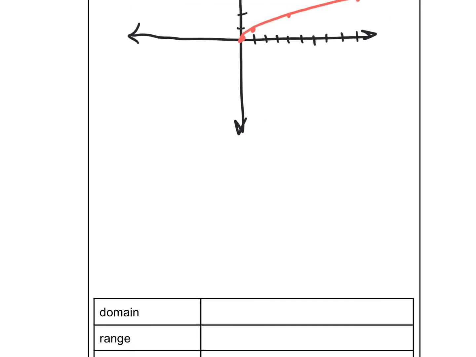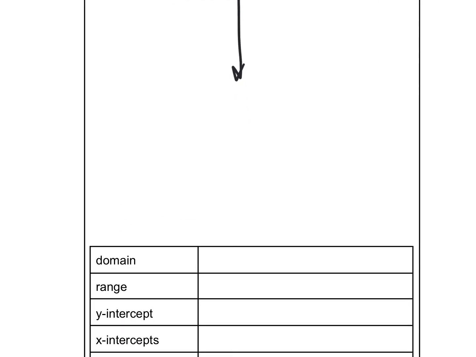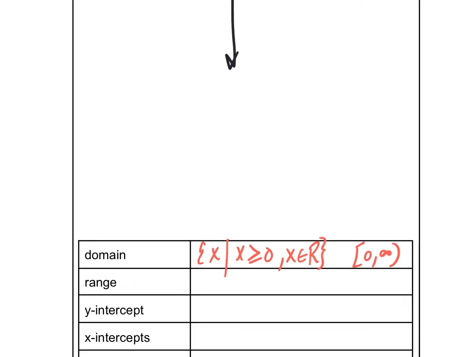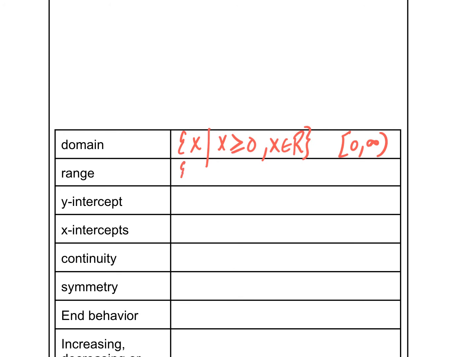So just to be sure, what is the domain of this function? Yep. Greater than or equal to 0. X is an element of the reals, right? Or we could say from 0 to infinity with a bracket. What about range? Yep. Except with y. Y-intercept. Okay. 0, 0. X-intercept.